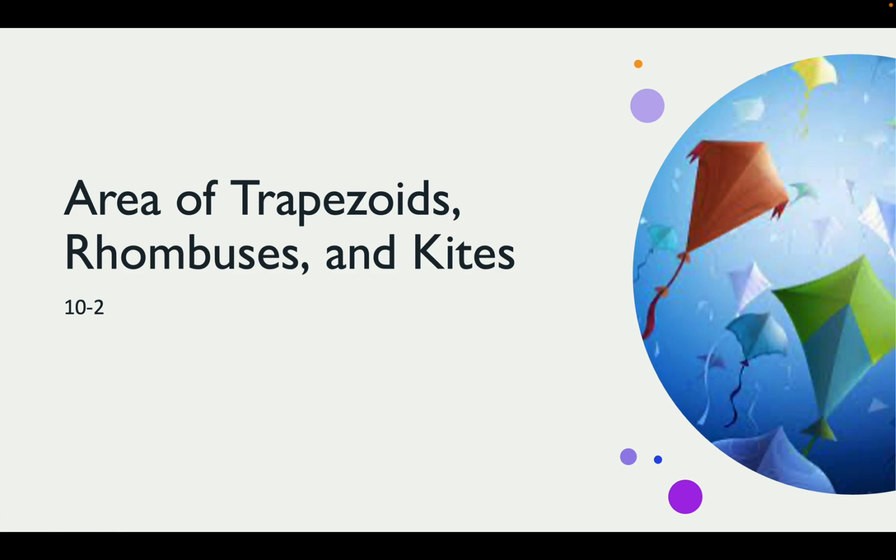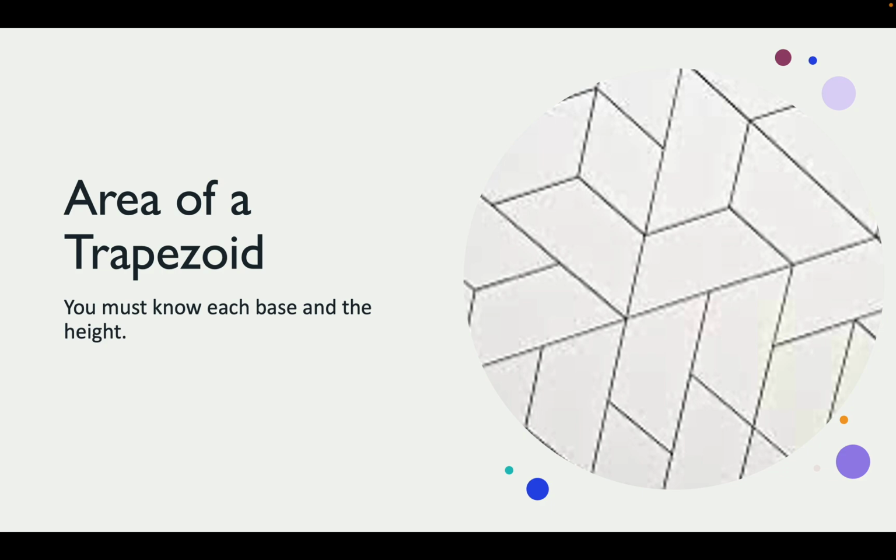Hey everybody, today we're going to be talking about area of trapezoids, rhombuses, and kites. This is 10-2. Area of a trapezoid. You must know each base and the height to calculate the area of a trapezoid.